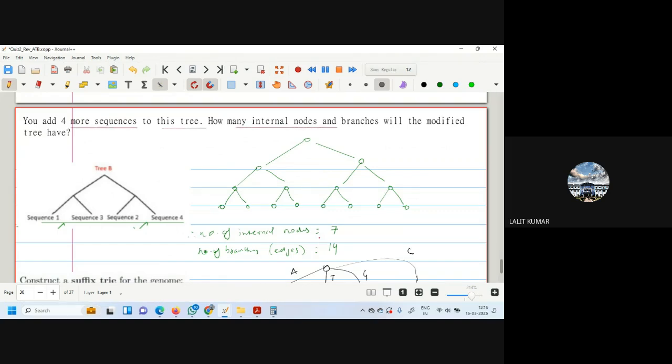Now they have given, you add 4 more sequences to this. How many internal nodes and branches will the modified tree have? So this was 1, 2, 3, 4. We have added 4 more, 5, 6, 7, 8. So we know how we do this. We get 1 node here, 1 node here, 1 node here, 1 node here. Then we get 1 node, 1 node, 1 node. So these are the internal nodes: 4 plus 2 plus 1, which is 7. And the number of branches means the edges. So you count the number of edges, this becomes 14. Is this okay?